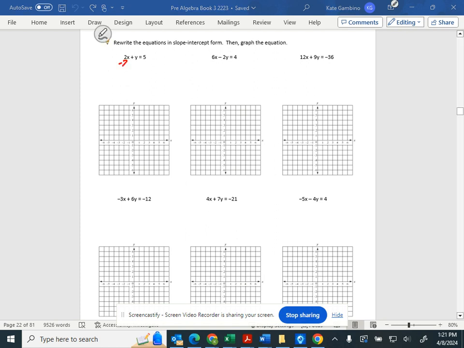So here, I'm going to subtract 2x. So I have y equals negative 2x plus 5. How do I graph that? Who remembers? It was a long weekend. How do I graph y equals negative 2x plus 5? Owen. Remember, m is our slope, b is the y-intercept. You remember how to do it, Owen? Yeah. Okay.